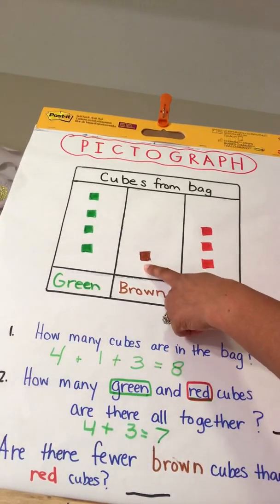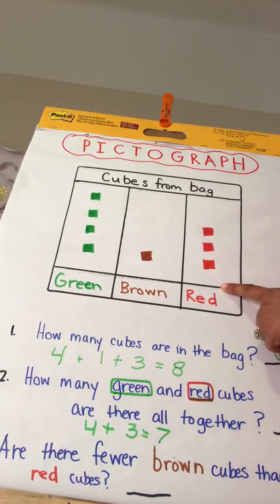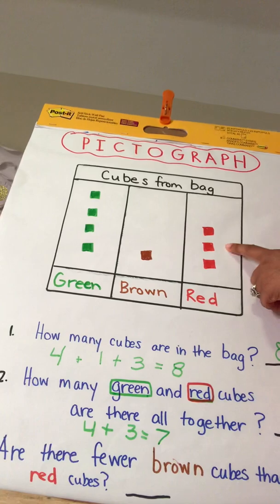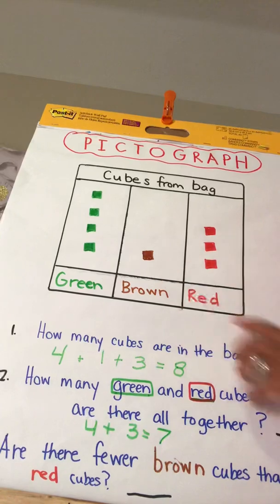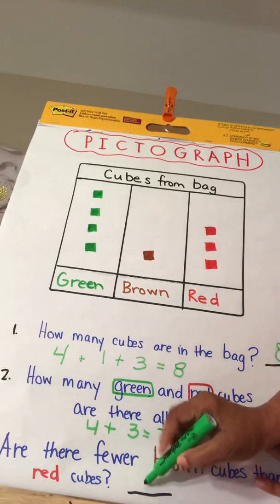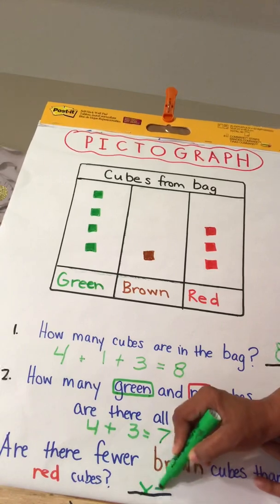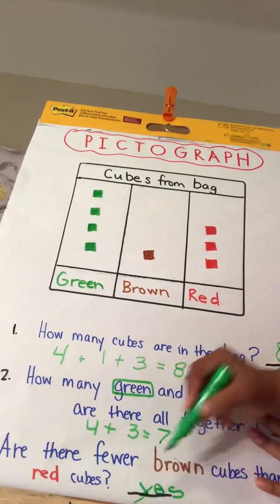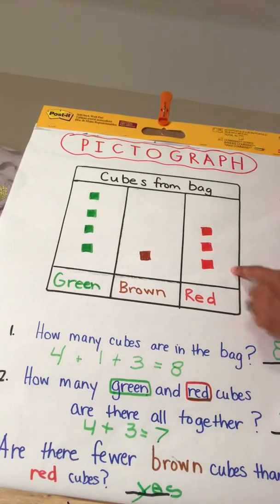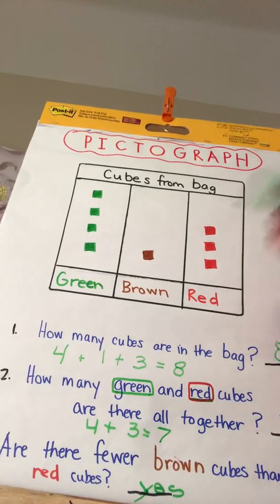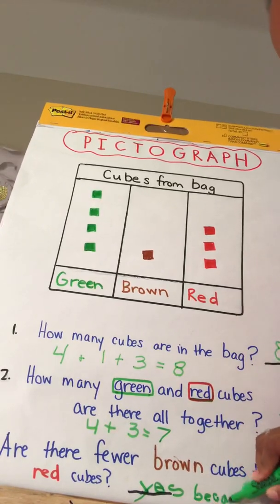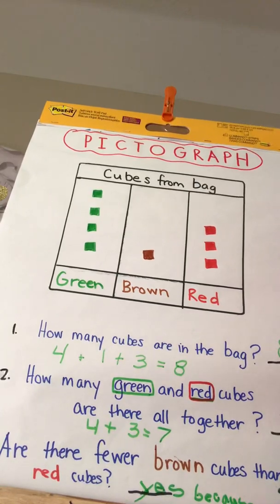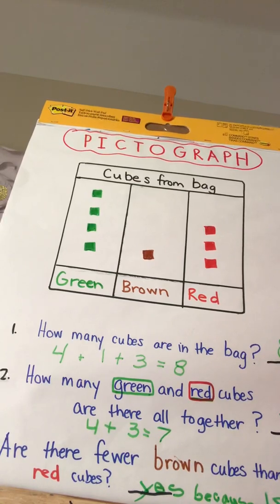There's 1 brown and how many red? 3. Which is greater? There's more red, right. So the answer is yes. There are fewer brown cubes than red. Yes. And the reason, because there are 3 red and 1 brown, so we could write, yes, because 1 brown cube is less than 3 red cubes.